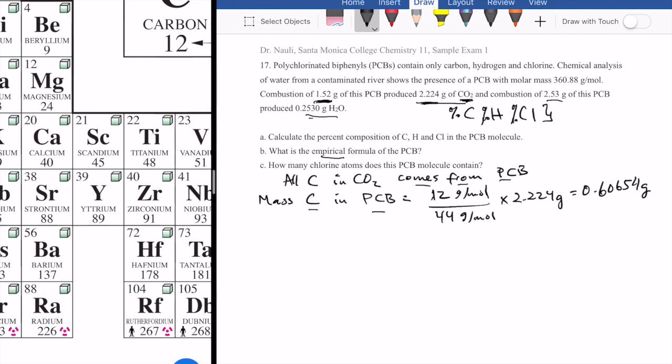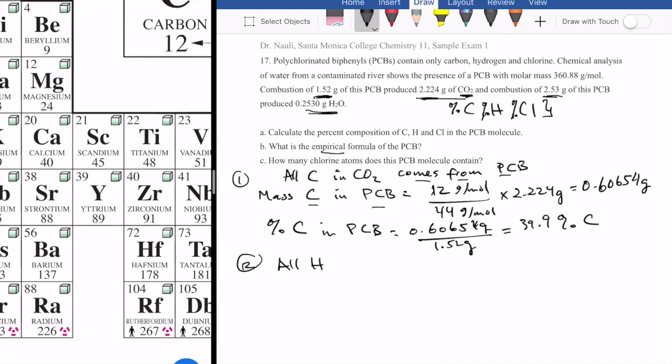But since the H2O information comes from another sample of PCB, we can't just use that mass for our empirical formula calculation. So we need to convert that to a percentage first. Percent carbon in the PCB is equal to 0.60654 grams over the mass of the PCB, which is 1.52 grams. If we do that, we get 39.9%.